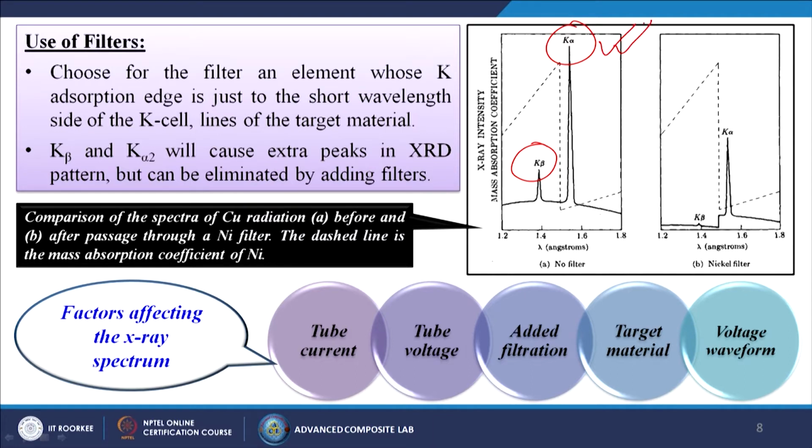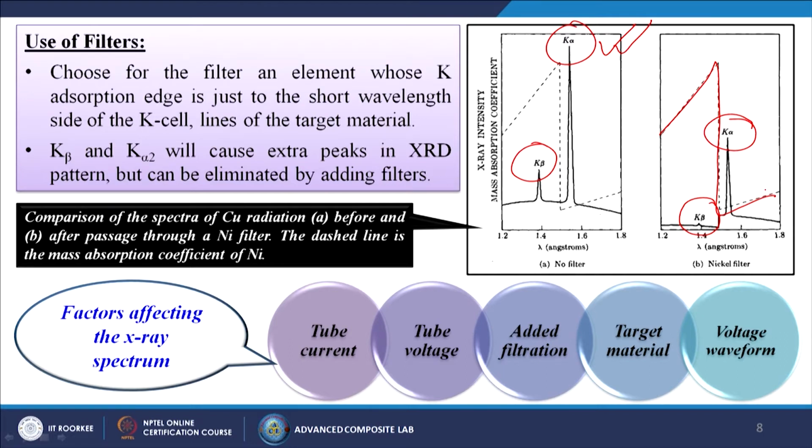So, that is why you are using a certain kind of nickel filter. Due to that, the K beta radiation has been suppressed and we are getting only the K alpha radiations. So, this is a comparison of the spectra of copper radiations before and after passage through a nickel filter. The dashed line is the mass absorption coefficient of the nickel filter.